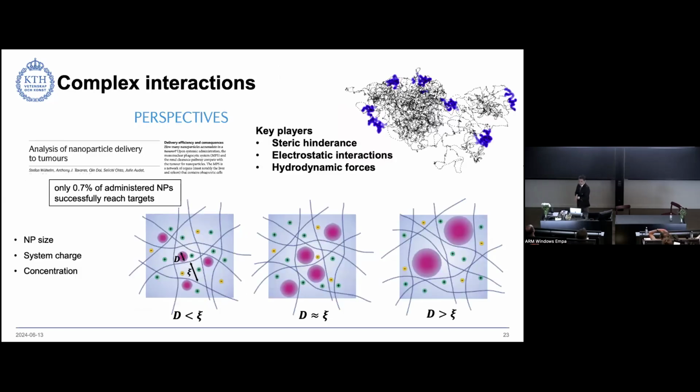But one of the things that I found is that charge is really important in drug delivery systems in fibrous networks. And there is a fact that only 0.7% of the drugs or the nanoparticles can reach the target. The key players here are steric hindrance, electrostatic interaction, and hydrodynamic forces, which are related to parameters like particle size, concentration, and system charge, I mean, the charge of the fibers and also the charge of the nanoparticles that we have.